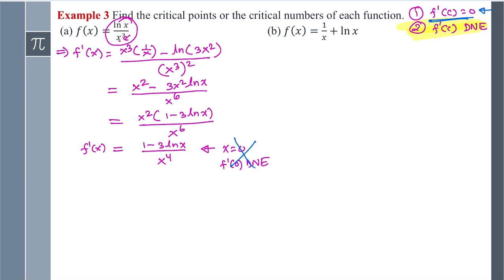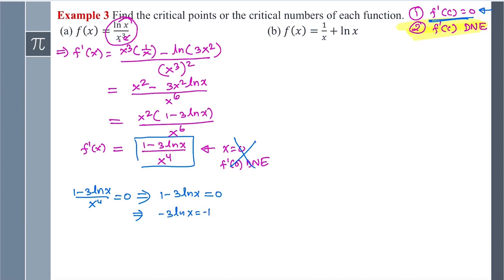In order to do that, we take the derivative, set it equal to 0, and then solve for x. So we have 1 minus 3 natural log of x over x to the 4th equals 0. If you multiply by x to the 4th on both sides, you get 1 minus 3 natural log of x equals 0. Then if you subtract 1, you get negative 3 natural log of x equals negative 1. And then divide by negative 3, you get natural log of x equals 1/3.